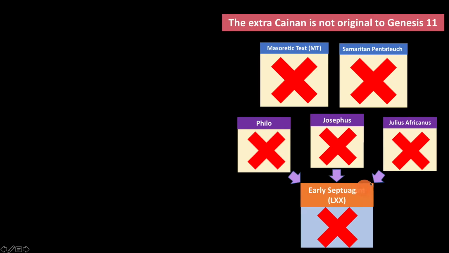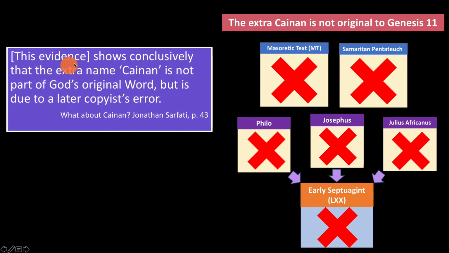And then based on this observation, they're going to conclude the following. "This evidence shows conclusively that the extra name Kainan is not part of God's original word, but is due to a later copyist error." At the end of the last video, we said that this was faulty logic. Simply because the extra Kainan is not original to Genesis 11 doesn't therefore necessitate that it is within Luke due to an early copyist error.